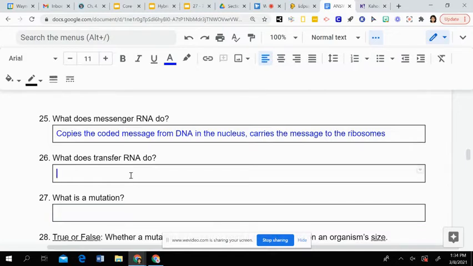Okay, then transfer RNA, what does that do? Go ahead, Allie. It does attach to the messenger RNA. What else does transfer RNA carry? Go ahead, Gage. Yep. Okay, so it attaches to the mRNA and reads the code, then attaches amino acids together to create protein.